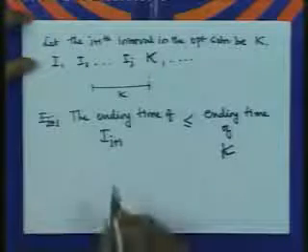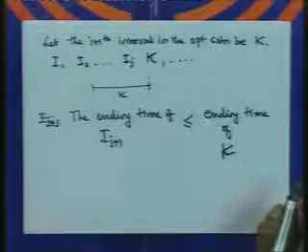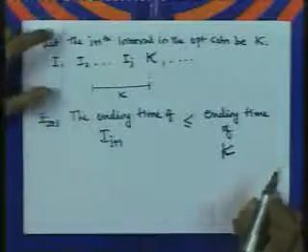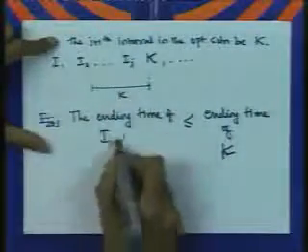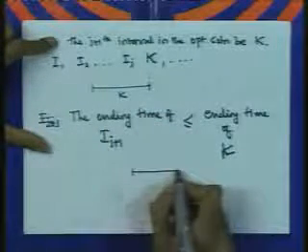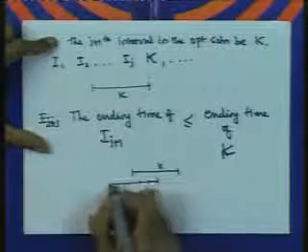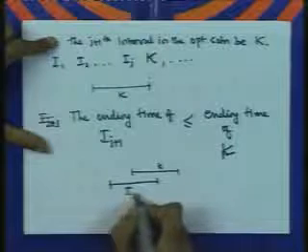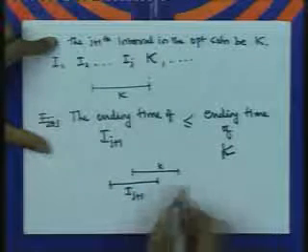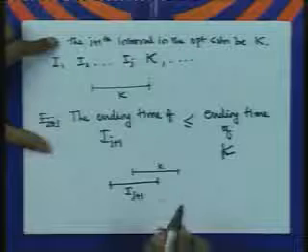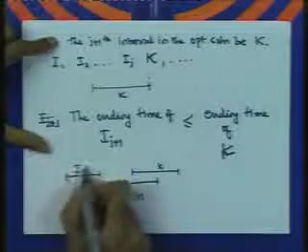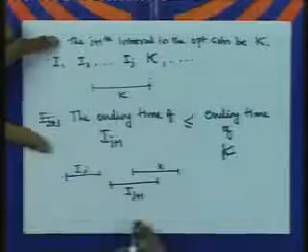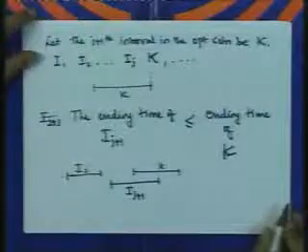The ending time of Ij plus 1 is less than or equal to the ending time of k. Which means Ij plus 1 must look like this. I have k, this is k, and Ij plus 1 should look like this. It could be the same as k, but it's certainly less than or equal to this, and Ij sits like this, and so on. This is the picture that we have.